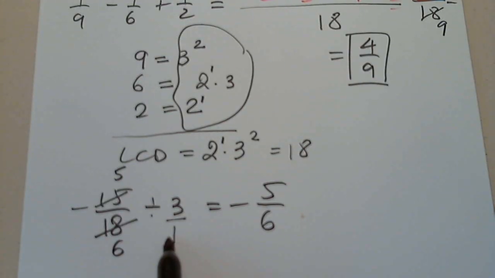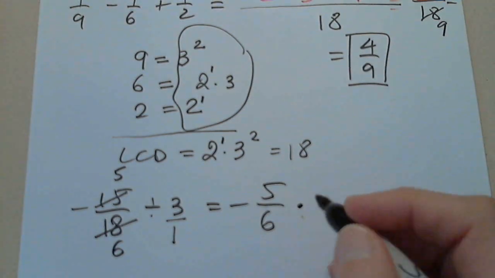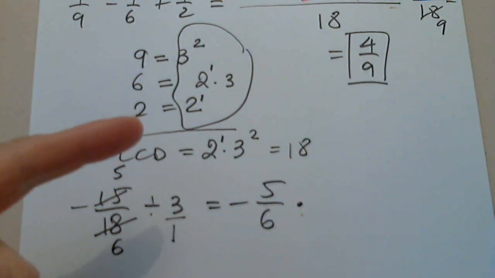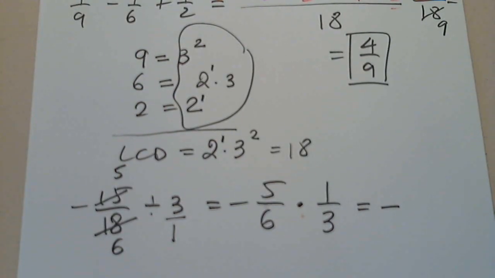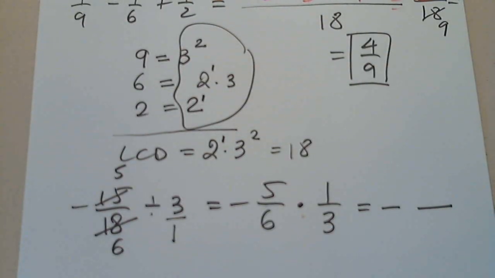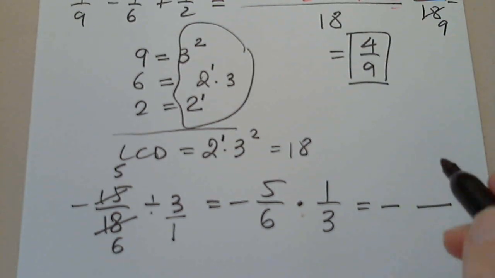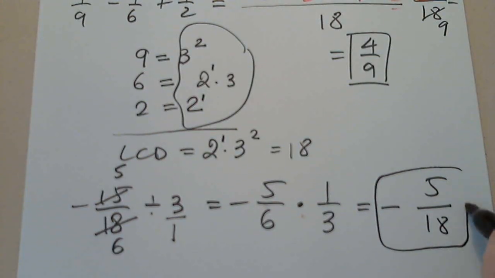Remember, 3 is 3 over 1. I have to change the division into a product, but I have to use the multiplicative inverse of 3 over 1, which is 1 over 3. Now I take care of the sign. A negative times a positive is a negative. Can anyone give us the simplified form of this fraction? So we can write it and move on. Negative 5 over 18. That's it. Thank you very much. Excellent.